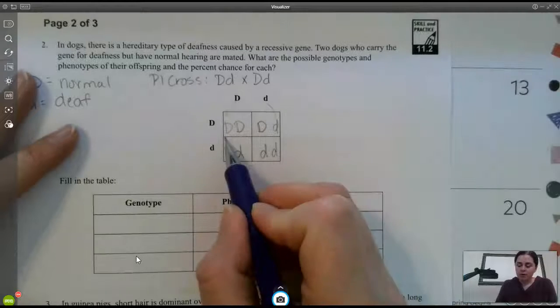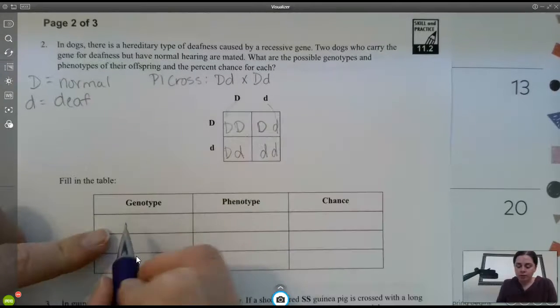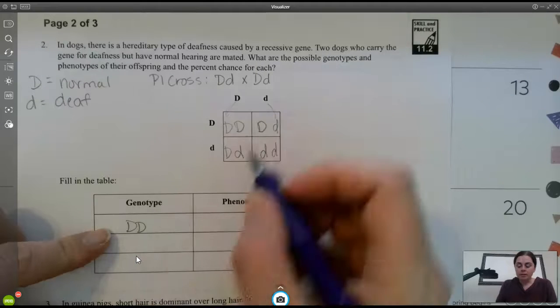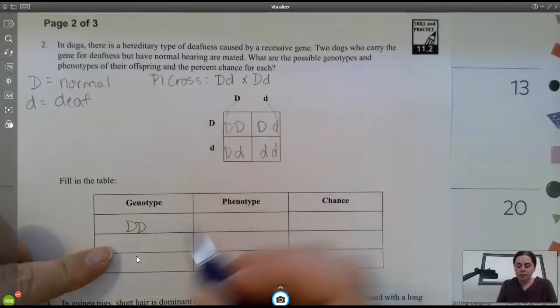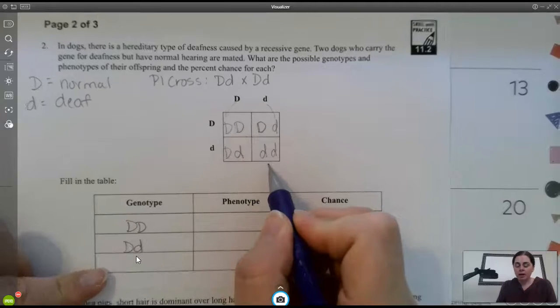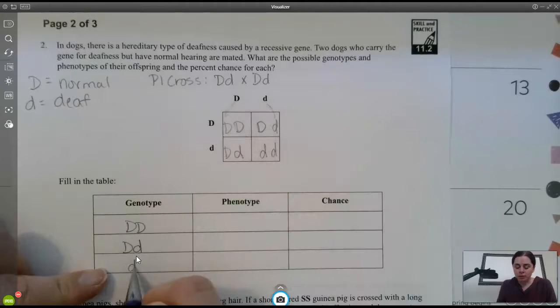Alright, our first square, our first genotype is going to be big D, big D, because again, always start with homozygous dominant. Then our second type of genotype that we have present is big D, little d, heterozygous. And we also have a homozygous recessive, so we have little d, little d, okay?